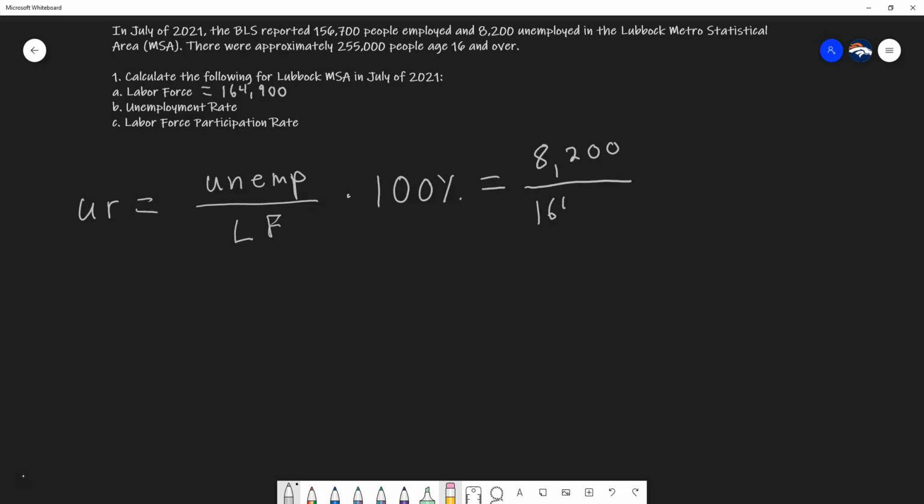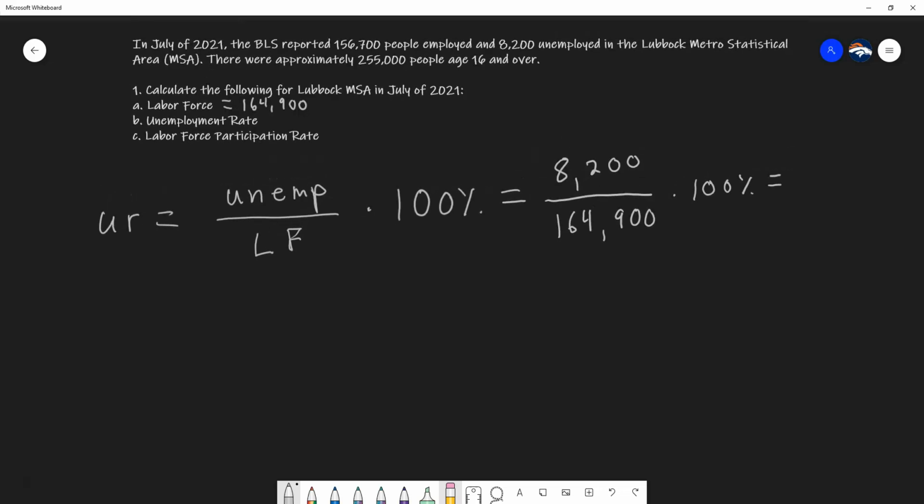Now be very careful here. Students occasionally want to divide this by the employed times 100%. Which would equal, and I'm going to go ahead and put it down here, let me do the math real quickly, but hey, we can do it all at the same time. I got 5.0%. There we go, 5.0%. That's the official unemployment rate.